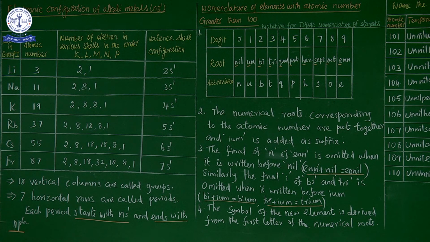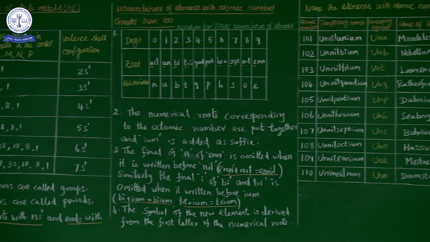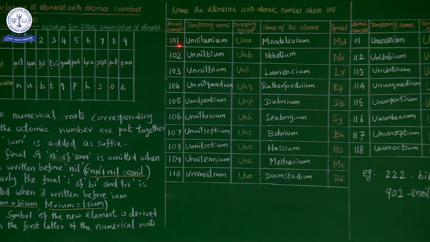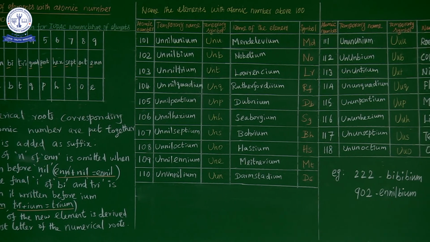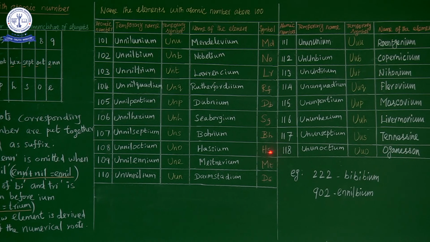So now, using this, how can we give names? How do we name the elements with atomic number above 100? First one, atomic number 101. We give names to the elements above 100, from atomic number 101 to 118.